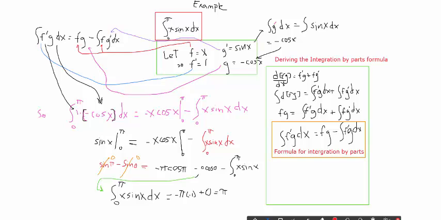Because if I have x times the sine of x, and I want to integrate that from 0 to pi dx, I'm going to use the integration by parts technique to solve it. To begin with, I'd like to derive the actual formula for integration by parts, and that's done with the product rule.